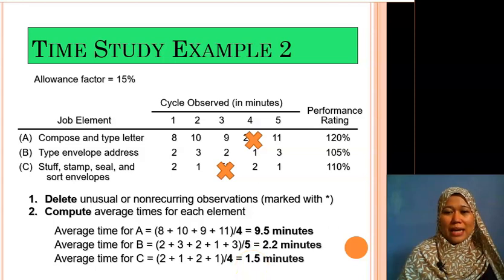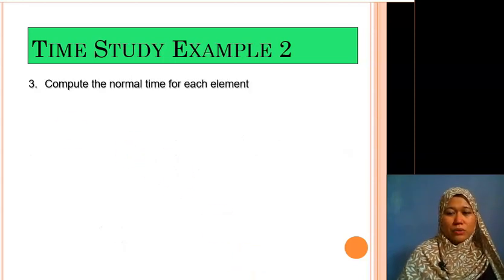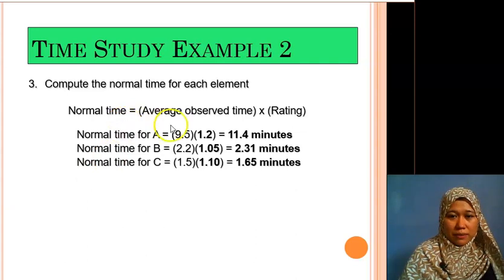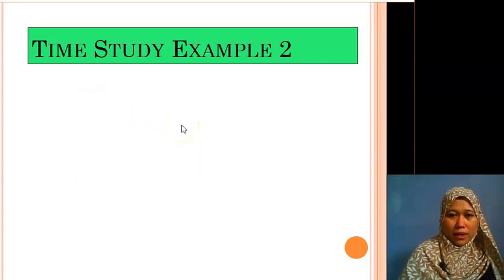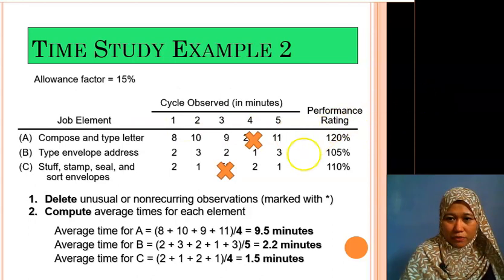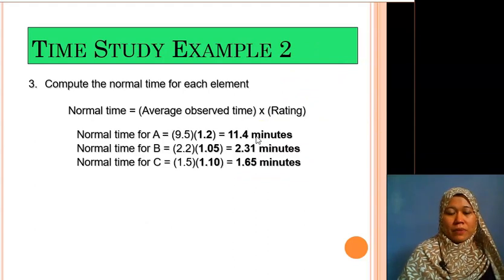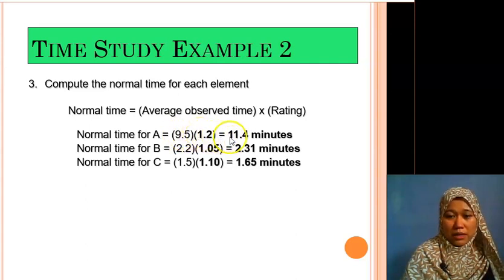Now we need to convert to NT. For NT, we need to multiply the observed time by the performance rating, PR, for each element. For each task, that is given earlier, in the performance rating. You need to convert it into decimal. So 9.5 is the average observed time, multiplied by 1.2, and you get 11.4. Then we get 2.2 for task B, multiplied by 1.05.